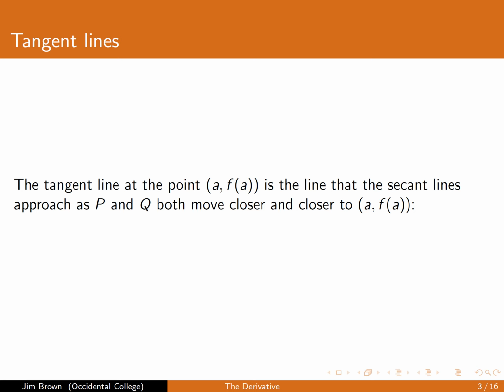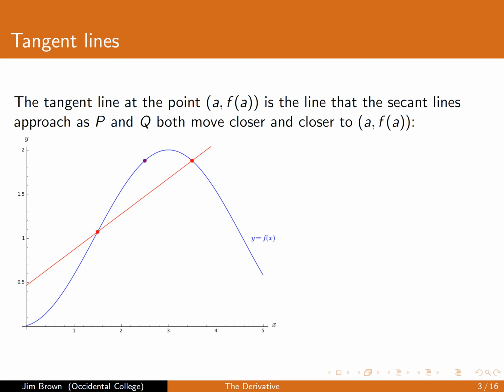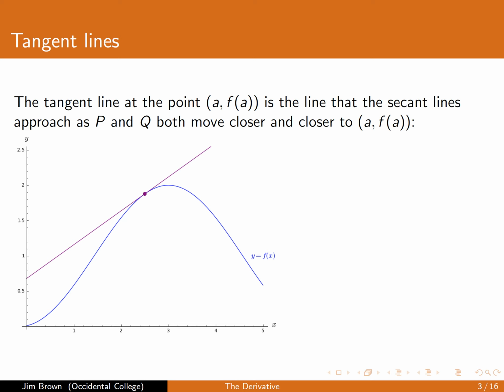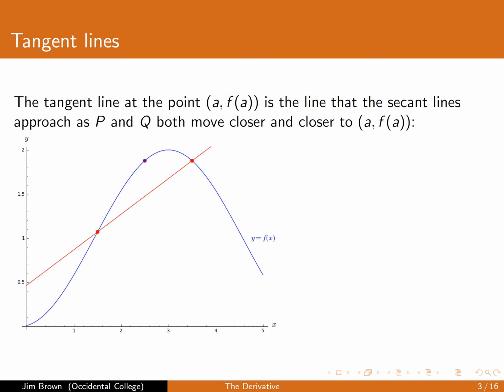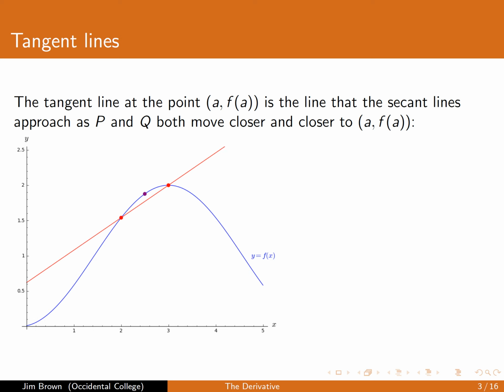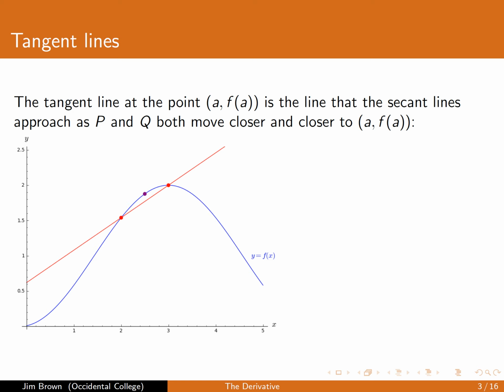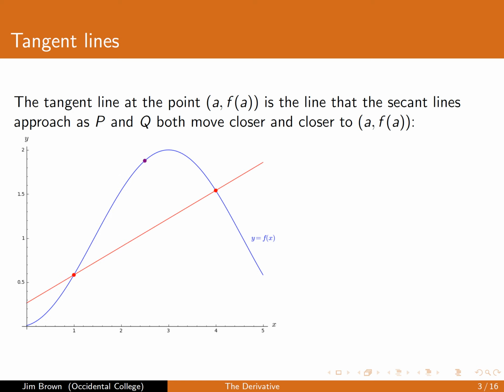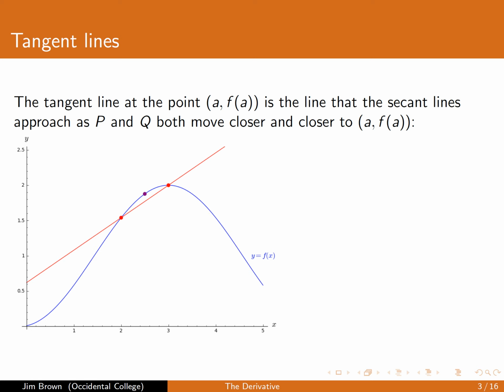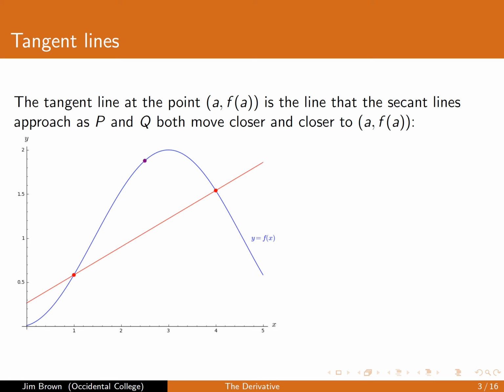Now the tangent line at the point (a, f(a)) is the line that all of those secant lines get closer and closer to as P and Q both get closer and closer to (a, f(a)). So here's an illustration of what's going on. The purple point there is (a, f(a)), and we can see those secant lines getting closer and closer. As they get to the purple point, they become the tangent line. Now that we know what limits are, we can formally define what that means.